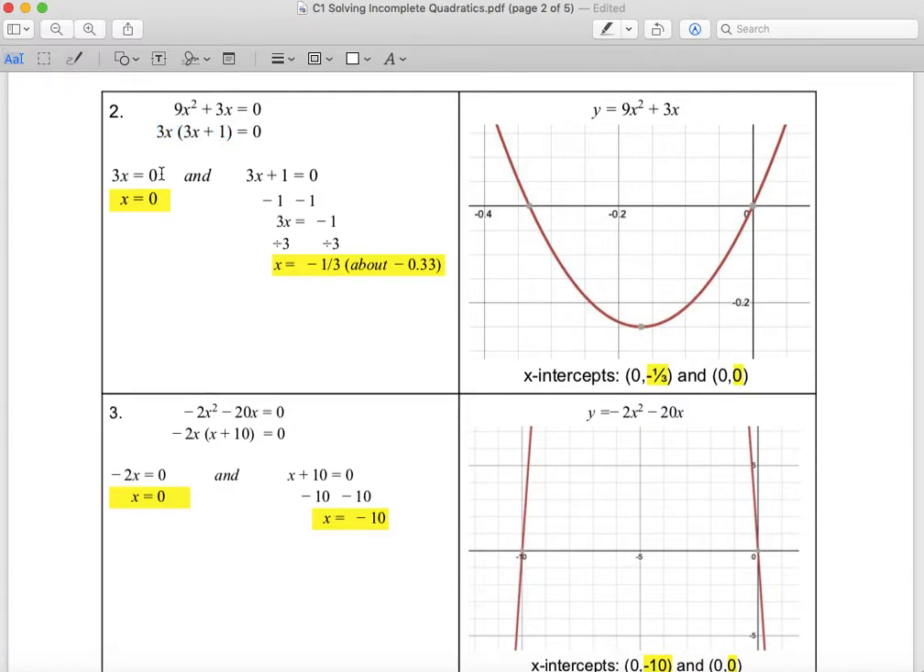Set each of these equal to 0, so 3x equals 0. Divide both sides by 3. Well, 0 divided by 3 gives me 0. So x equals 0. Set 3x plus 1, right? That's what's in the parentheses. Set that equal to 0. And subtract 1, right? Order of operations, we do the adding and subtracting first when we're solving. And then divide both sides by 3, so we get -1/3. So when we look at our graph, it crosses at 0 and at -1/3.